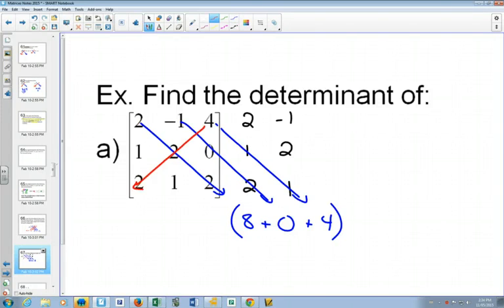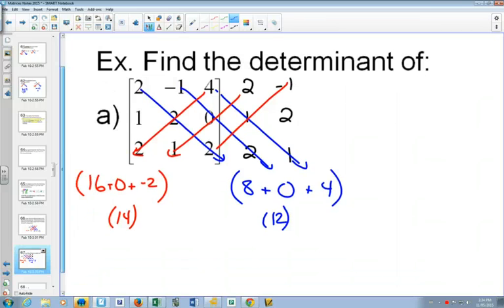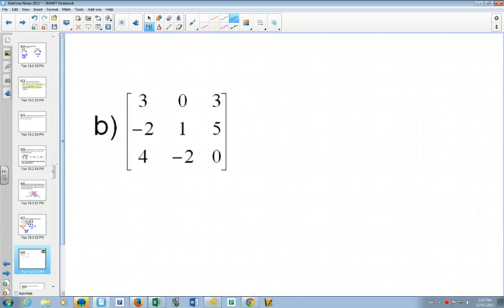Backwards, 4 times 2 times 2 is 16. Plus 0, plus a negative 2. So here we have 14. Here we have 12. And so 12 minus 14 gives us a determinant of negative 2. So I'll get you to try part B.